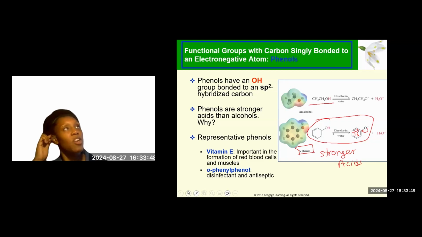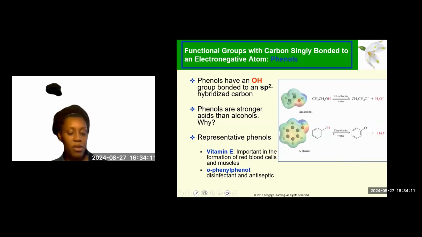Okay, so I already explained that phenols are stronger acids because of that delocalization. The electrons are spread out, therefore stabilized. Some examples of phenols are vitamin E, as well as o-phenylphenol, which is a disinfectant antiseptic. All right, so those are some common representations of phenols.